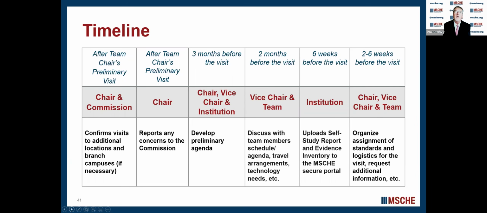So this is what we're going to want to do when the whole team comes here. 2 months before the visit, the team chair and the vice chair will talk about assigning different chapters to the various team members. Clearly, somebody with financial expertise is probably going to get the chapter on Standard 6. So they will make those assignments. Then 6 weeks before, and this is a drop dead deadline, you back up from your team evaluation date and make sure that everything is uploaded at least 6 weeks in advance.